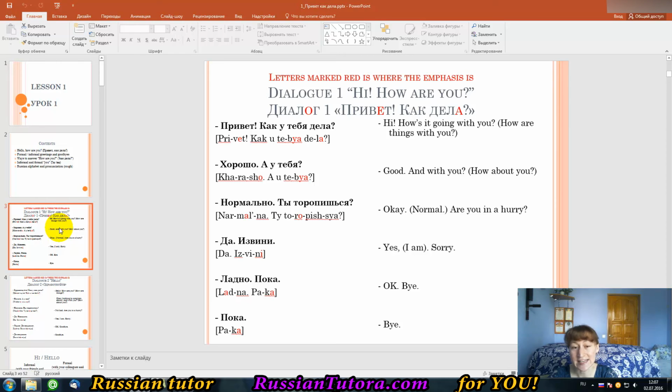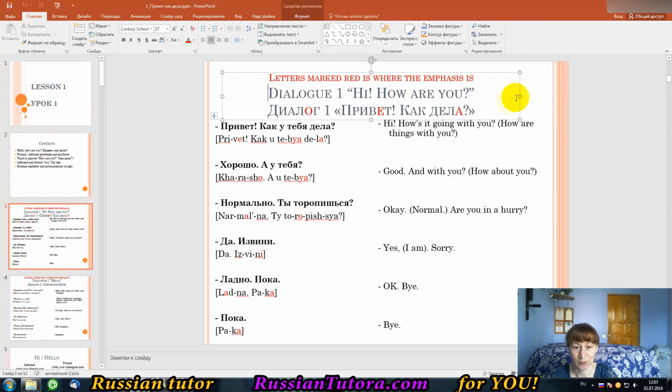This dialogue is an informal conversation, the one that people may have with their friends, family members, children, people close to them. Let's look at the title of the dialogue. Dialogue 1. Hi, how are you? Диалог 1. Привет, как дела? On the left, you can see the dialogue in Russian with the pronunciation guide, and on the right, you can see the translation into English.